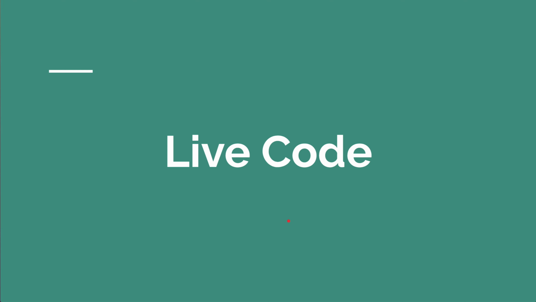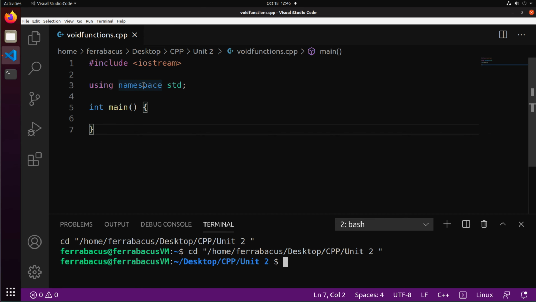Okay, let's do an example. Let's make some code and see what it looks like. So we have a file set up here, void functions.cpp. We got our iostream, our namespace, and we have our main function. Okay, so you've been using main functions already. You've been putting all the code in there. It's no different. It's just now we're making our own.